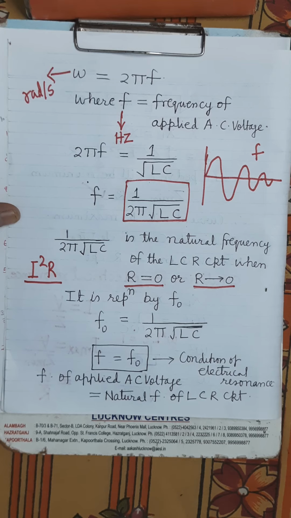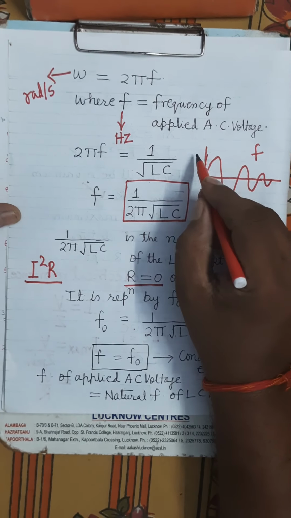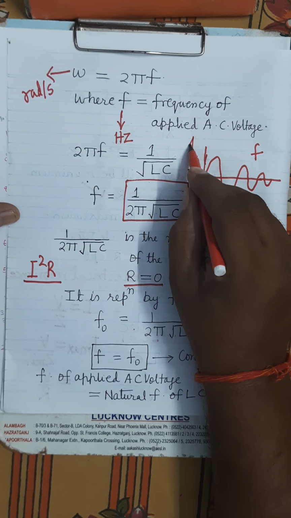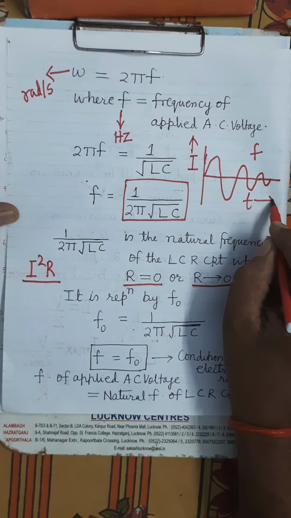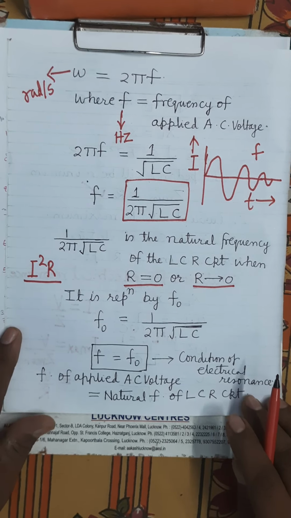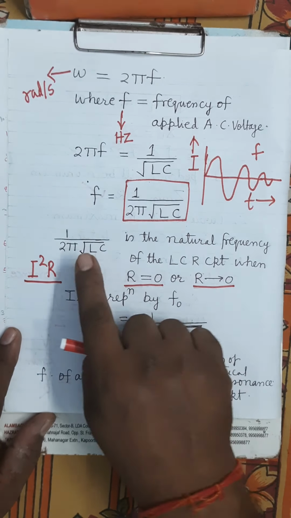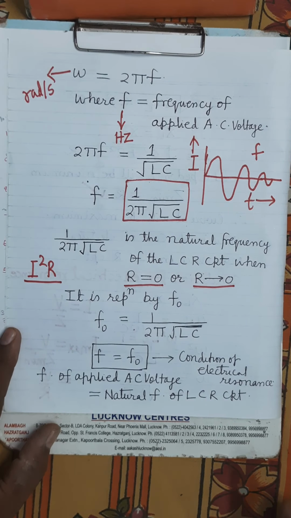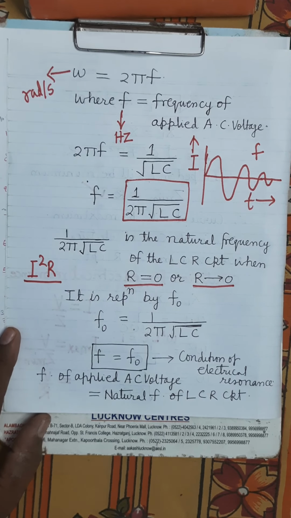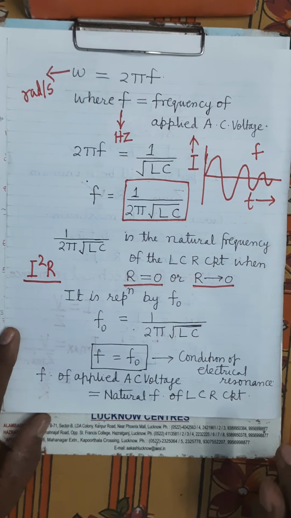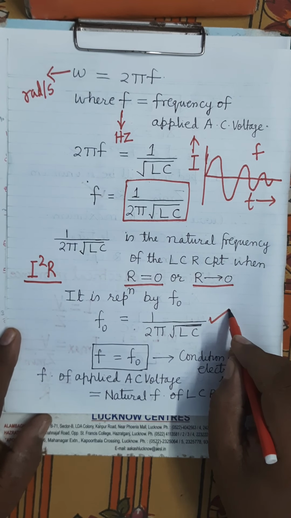With time, it will be decreasing. With time, the magnitude of current will decrease, means it will be like this. If we make the diagram, it will be like this. And in that case, frequency will not be equal to this. So this is the natural frequency of the LCR circuit when R is tending to 0. This we represent by f naught.